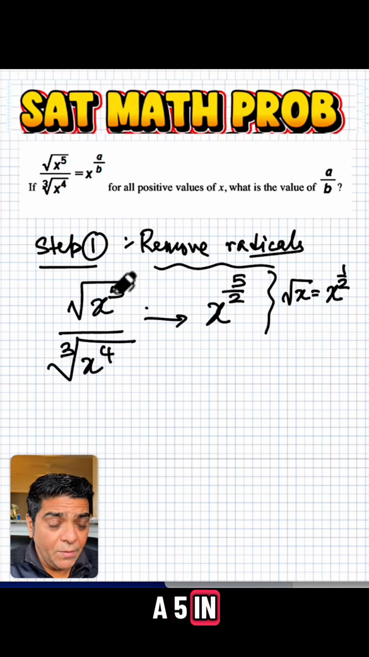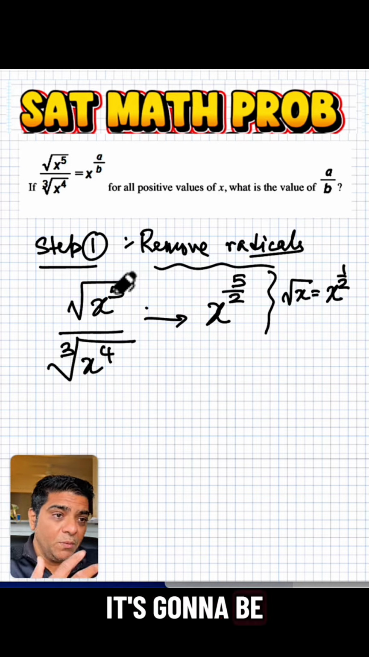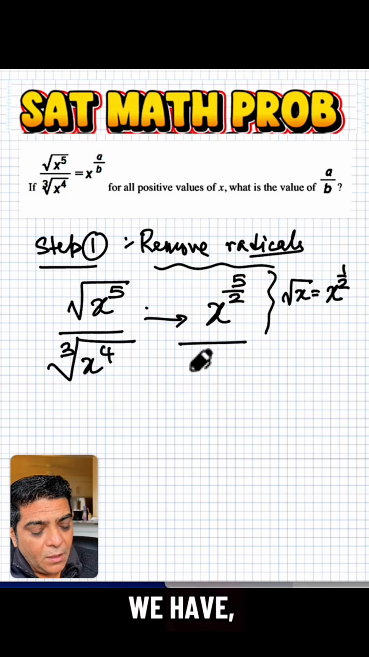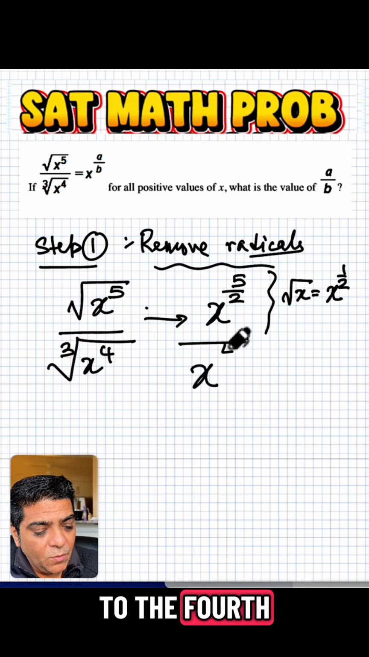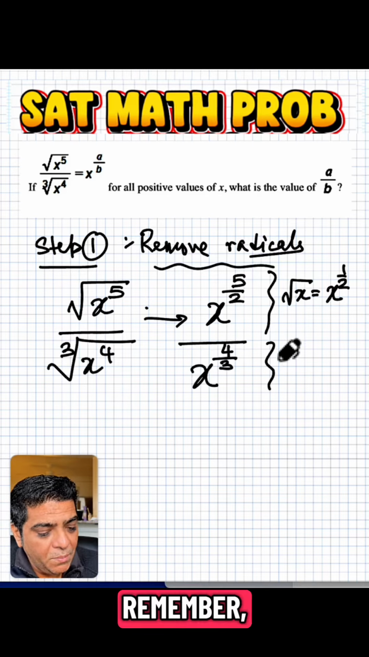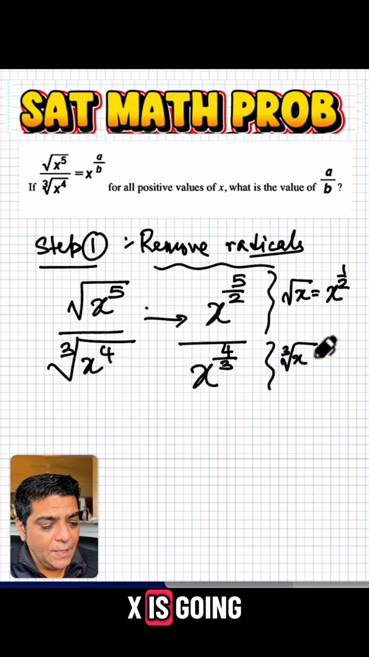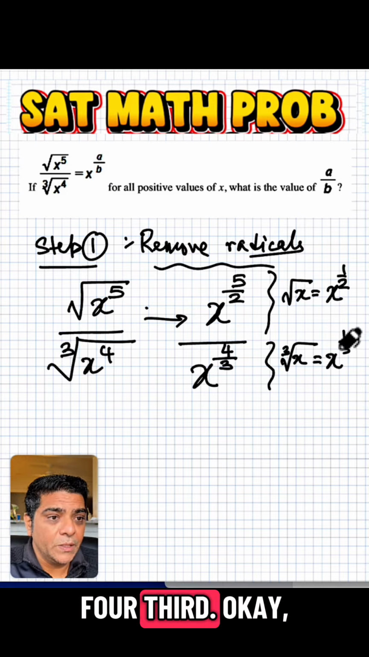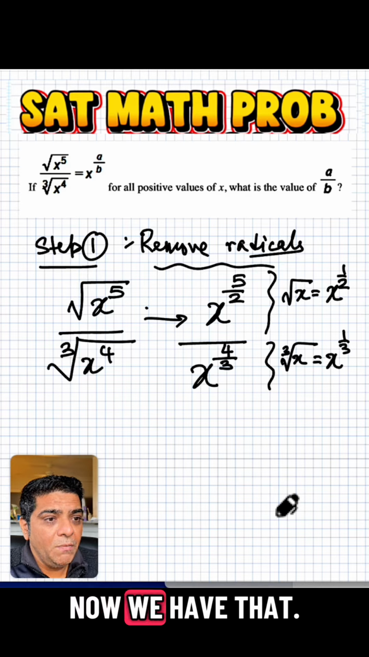So there's already a 5 in the numerator, x to the fifth power, so it's going to be 5 divided by 2. And then in the denominator we have cube root, so I'm going to write it as x to the fourth power divided by 3, because if you remember, cube root of x is x to the power of 1/3. So there's already 4 in the numerator, it's going to be 4/3. Okay, very good. So now we have that.